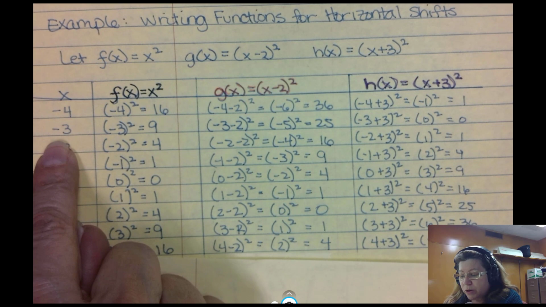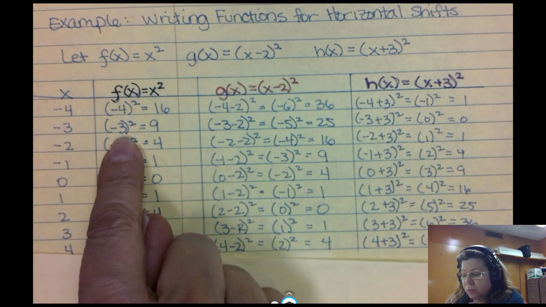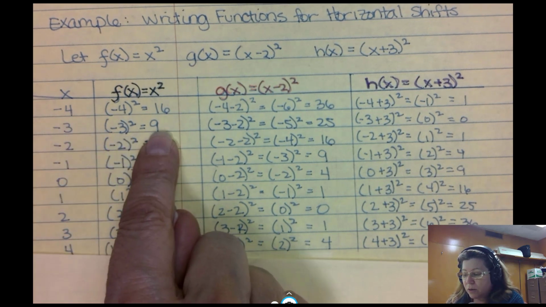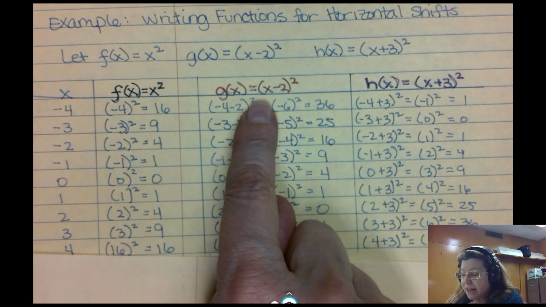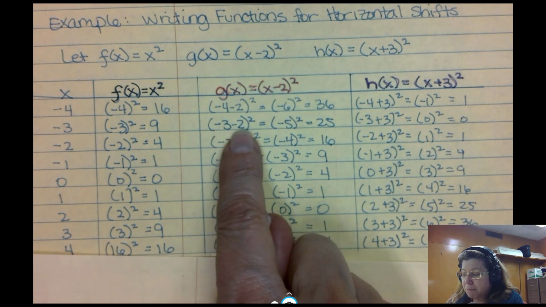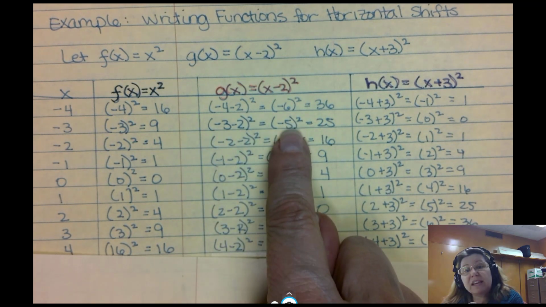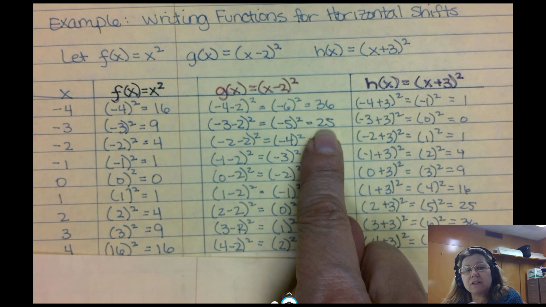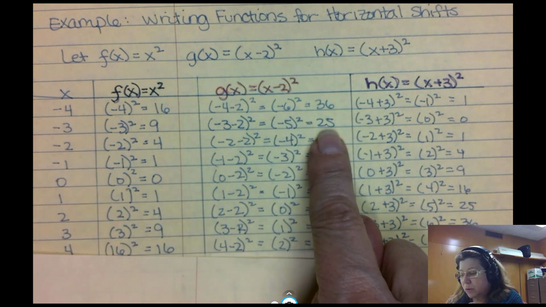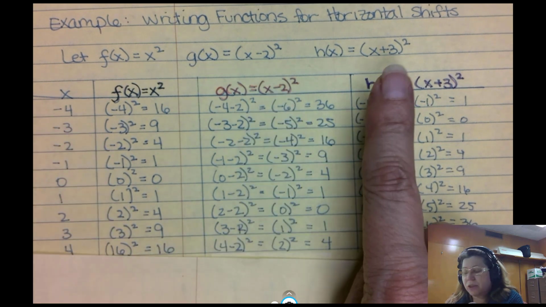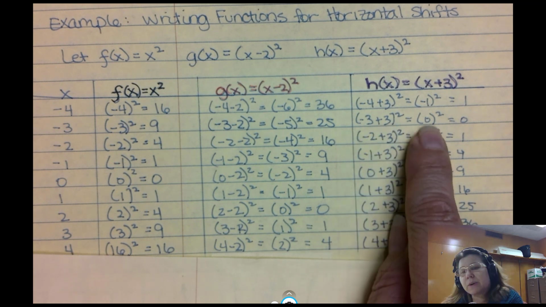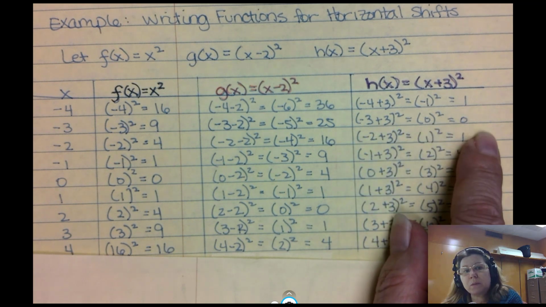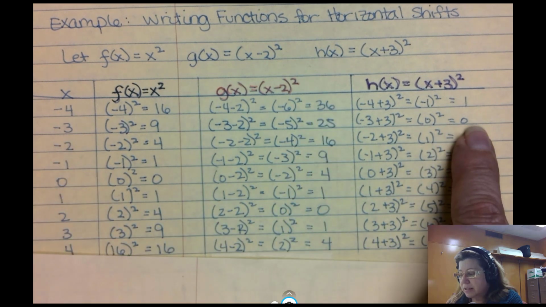Let's take the x value of -3. -3 squared is 9. So that would be -3, 9 would be our point for f of x. For g of x, it's going to be -3 minus 2, which is negative 5. Negative 5 squared is 25. So my point would be negative 3, 25. All right, one more. Let's take that negative 3 and throw it in h of x. Negative 3 plus 3 is 0. 0 squared is 0. So the point would be negative 3, 0.